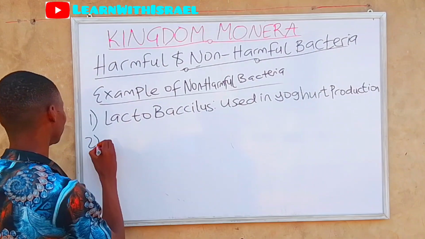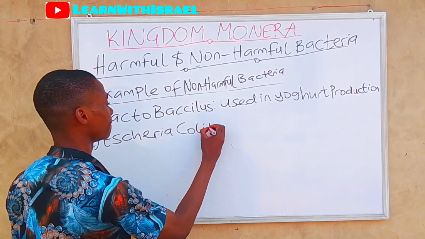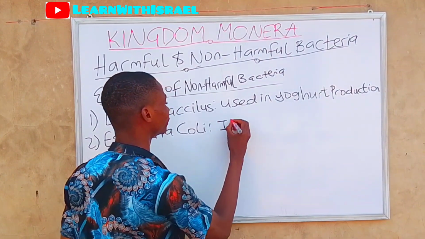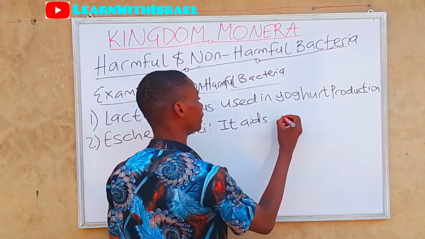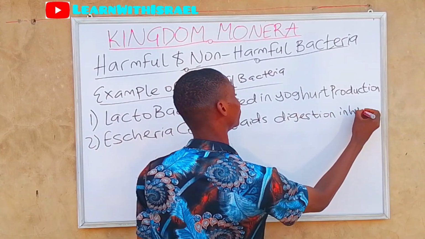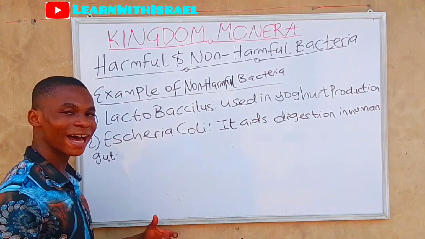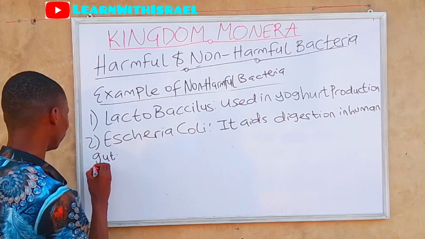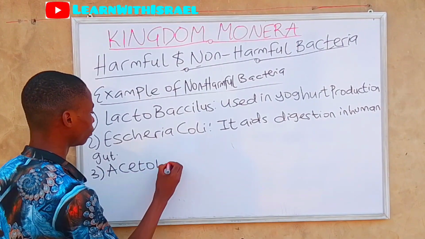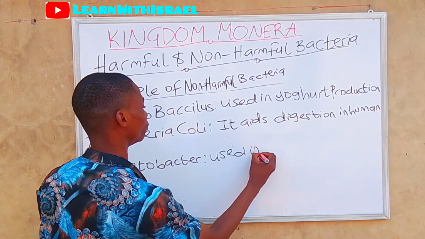The next one is Escherichia coli. So Escherichia coli aids digestion in the human gut. We also have the next one, Acetobacter. It is used in vinegar production.